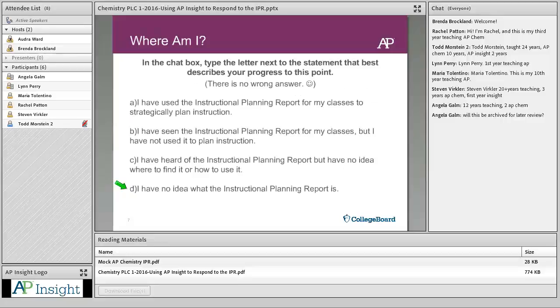All right. So over in the chat box, what I'd like you to do is tell me a little bit about how your progress is going so far with respect to the IPR. Are you using it, or are you not exactly sure what it is? Just pick a letter. It doesn't matter which letter you pick, but it'll help direct the focus.